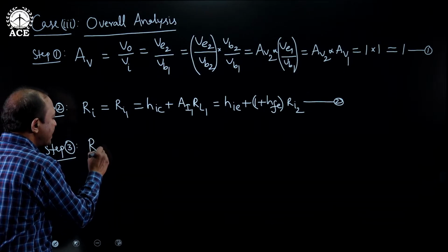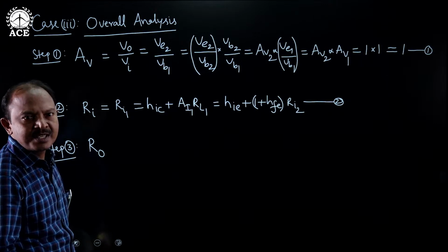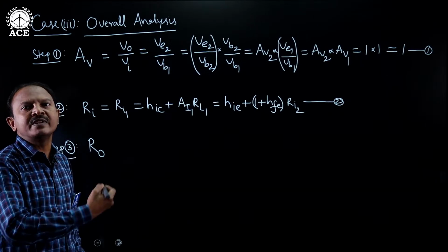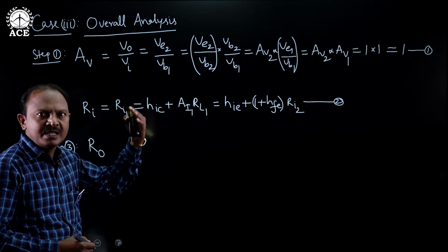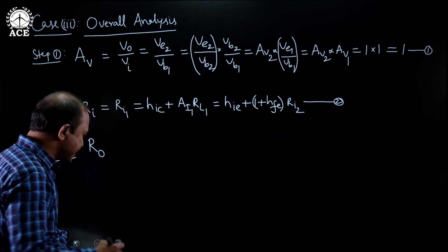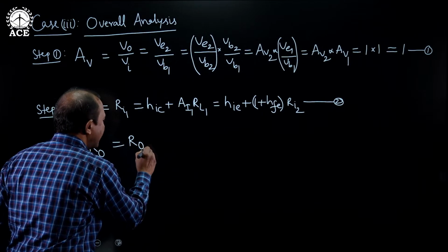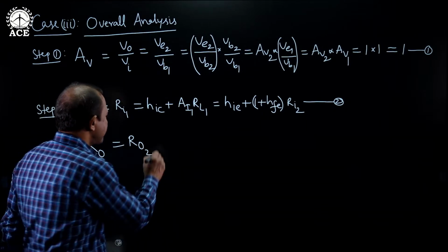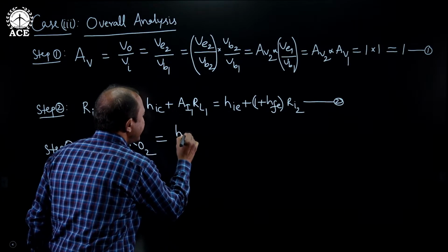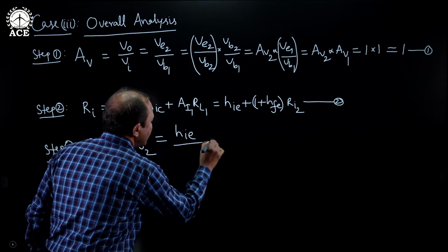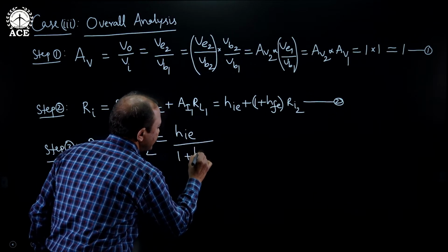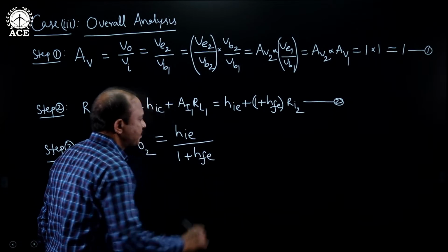The total output resistance in any multi-stage amplifier is always equal to the output resistance of the last stage, which means, in the present case, the second stage. The second stage output resistance is the output resistance of the total amplifier, R02, which is obtained as hie by 1 plus hfe. This is the equation we got.